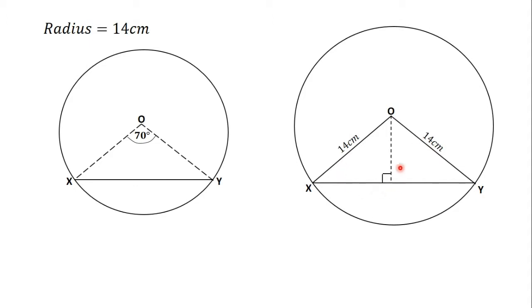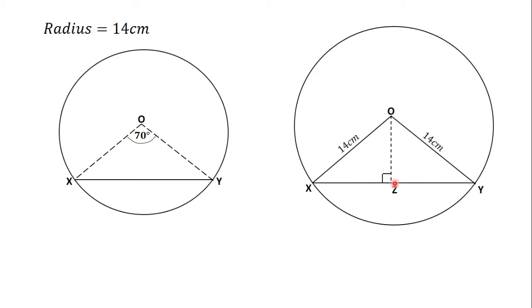And if it's an isosceles triangle, it means that if we draw a line from O to meet XY here, this line will become the height of the triangle. And this line also is a perpendicular bisector. What that means is that it's going to divide this angle here into two equal parts. And also, it's going to divide the line XY into two equal parts since it is a perpendicular bisector.